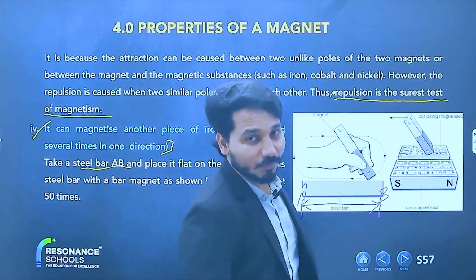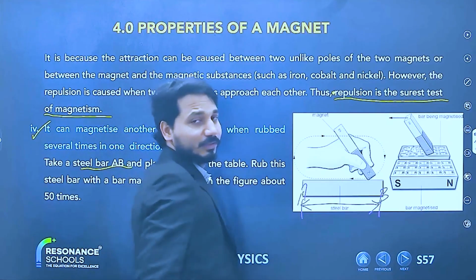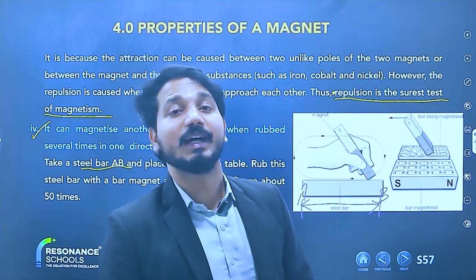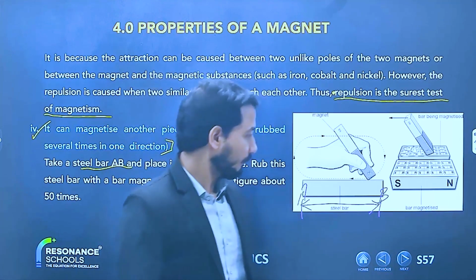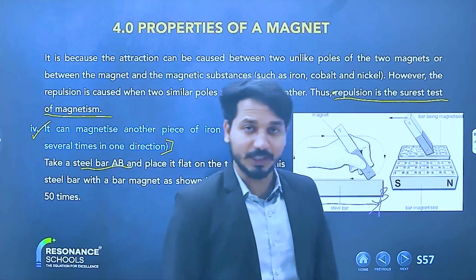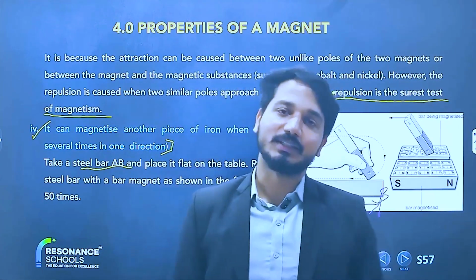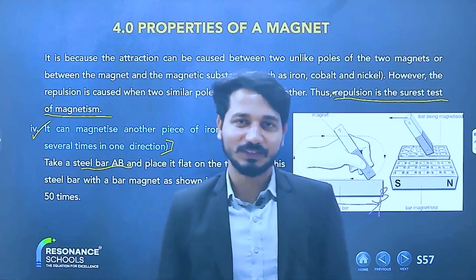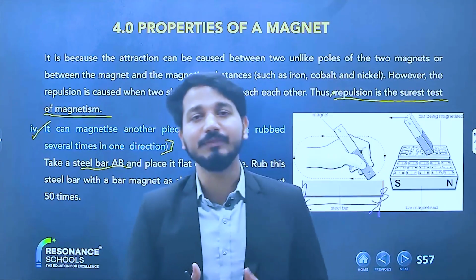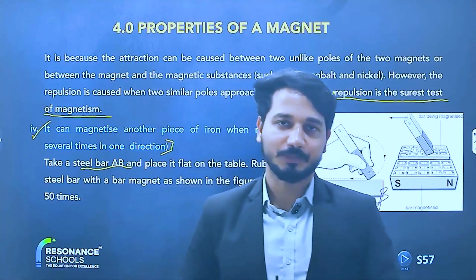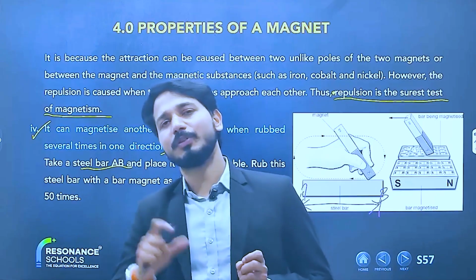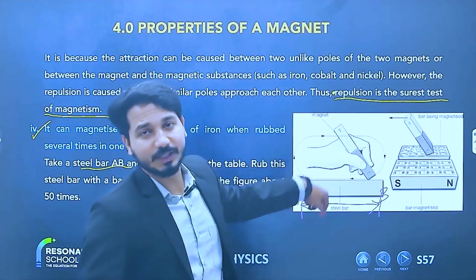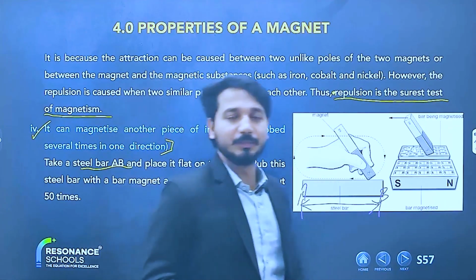Then after some time, what will happen? This iron bar, this steel bar will possess the property of a magnet, that is the attractive property. It will also start attracting other magnetic material, right? But this is a temporary process. The property which this bar will have is only temporary, just for a few seconds, minutes or hours, depending on how many times we are rubbing it with the magnet.